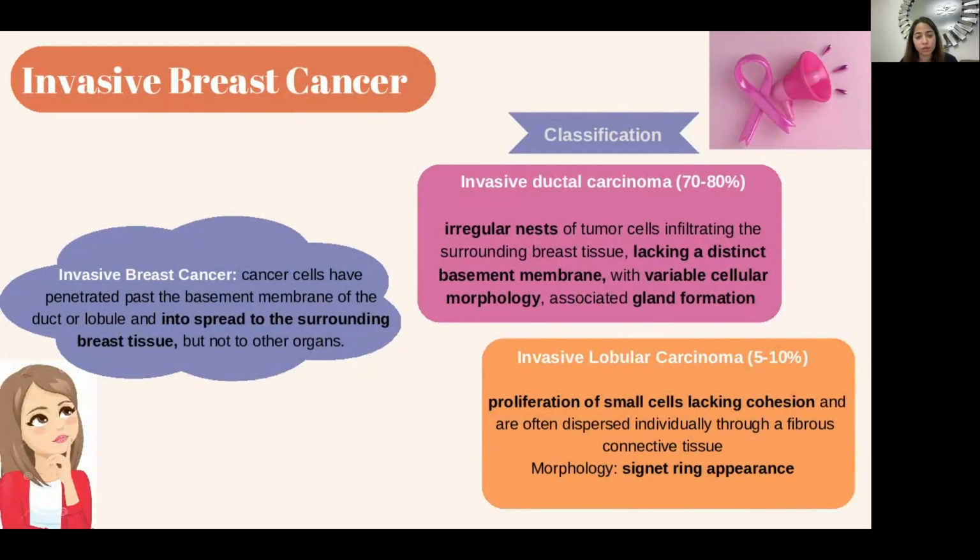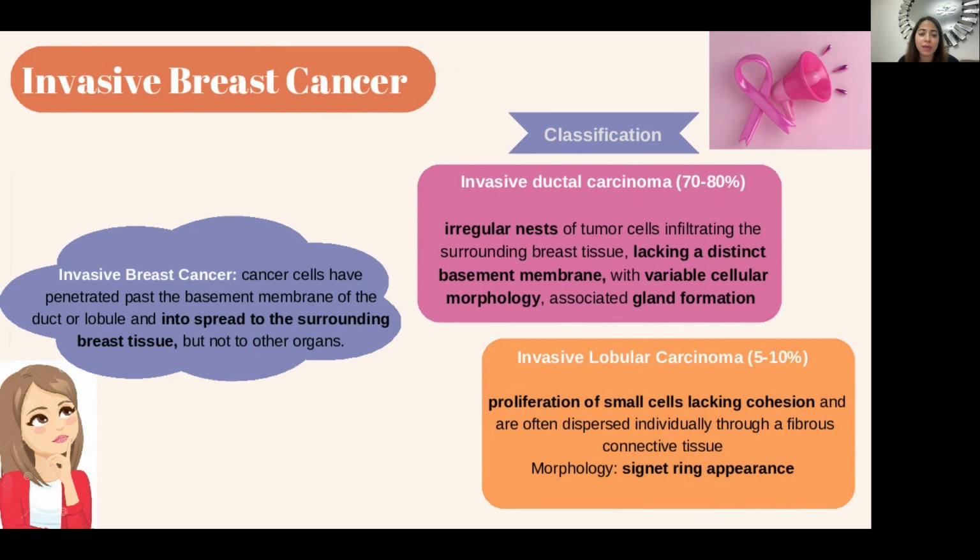So then moving on to the types of breast cancer. We've got invasive breast cancers. This means that the cancer cells have penetrated past the basement membrane of the ducts or lobules, and they've spread into the surrounding breast tissue, but not to other organs. So when they say invasive breast cancer, that's what we're referring to.